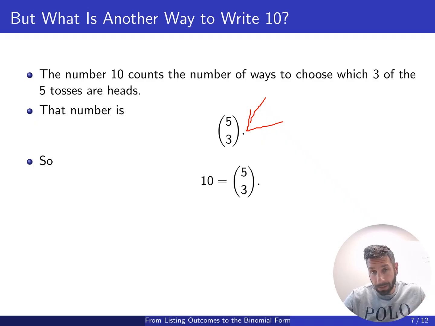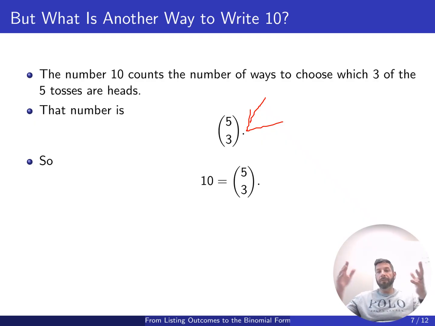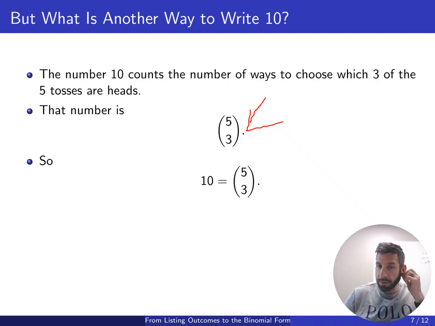So the way that you might want to think about this is we have 5 flips, and we want to count the number of ways that 3 of them can be heads. And so if you list them out, as you would see in the book, or as I did on a previous slide, in a previous video, you will see that there are 10 ways that you can obtain 3 heads out of 5 tosses.